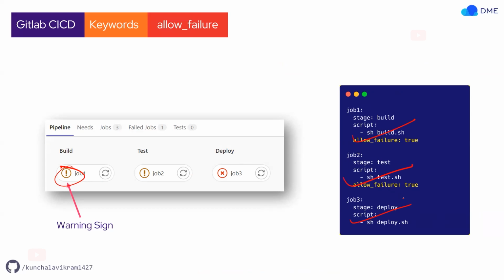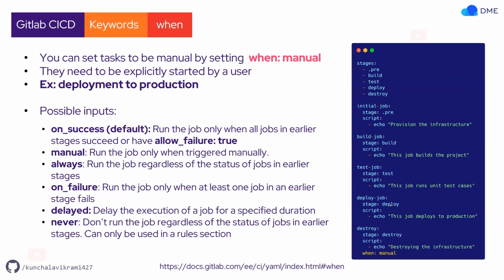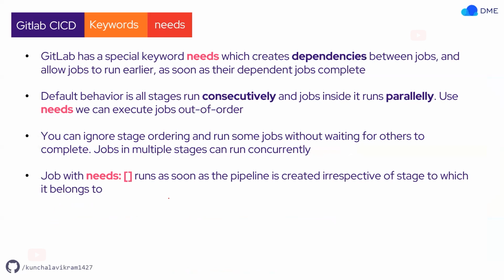Job 3 failed because due to some issue it failed. Otherwise, it would also run, if you have all the statements properly. And when we already discussed manual, it means it is a manual job, and we already discussed that. So let's go to the next keyword, needs.